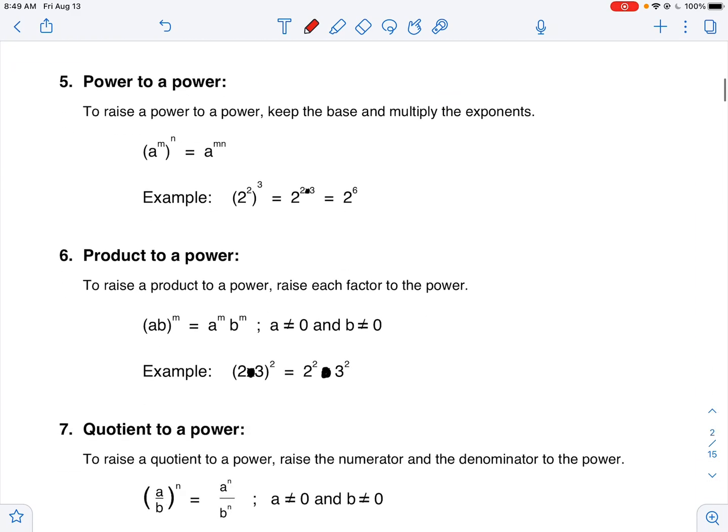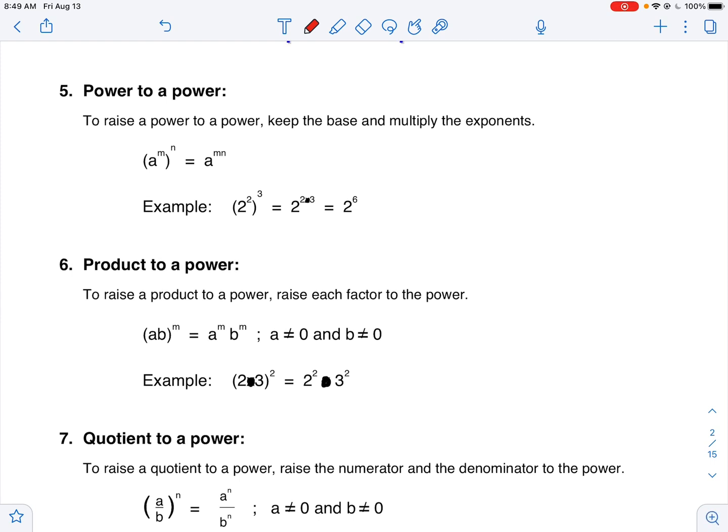Okay. Power to a power. Raise a power to a power. Keep a base and multiply the exponents. If you have a power to a power, turns into a multiply. So 2 squared to the 3rd, multiply them together, change your x to a dot. We don't use x as a multiply anymore. Dot is a multiply. X is a variable. Do not use x's for multiply. 2 to the 6th, which would be 64 eventually.